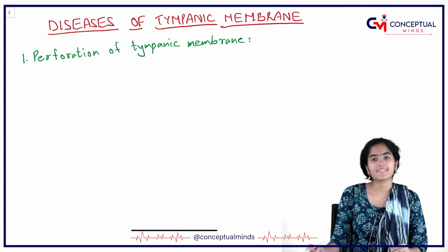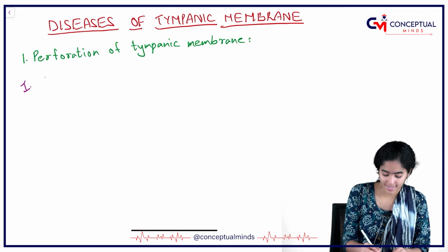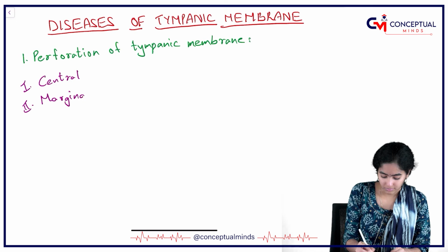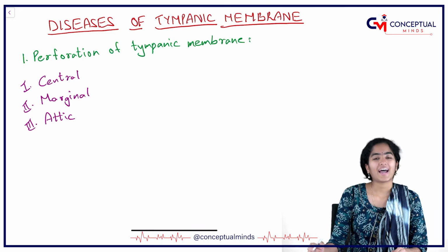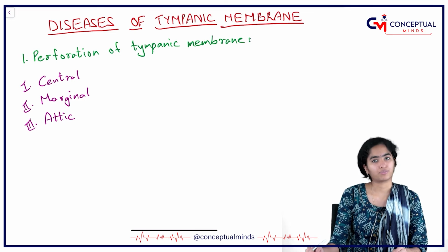Central perforation is that which is involving the pars tensa without involving the margin, and that is a safe type of perforation. So the categories are, first one is a central perforation, and then we have marginal perforation, and then attic perforation involves the pars flaccida part of tympanic membrane. Now please understand that marginal and attic type of perforations are unsafe type of perforations.